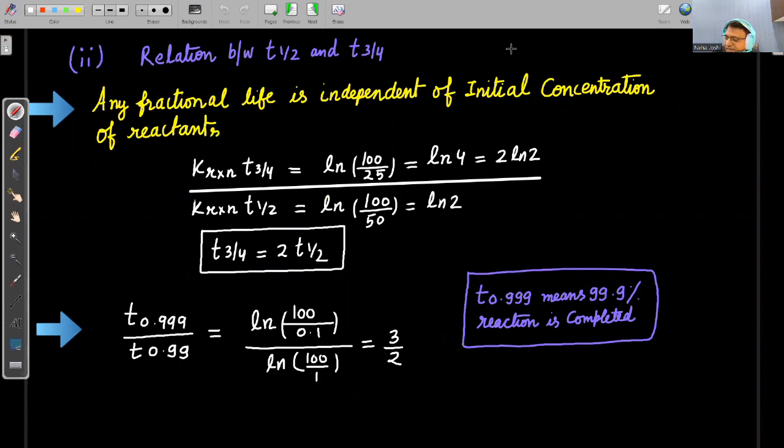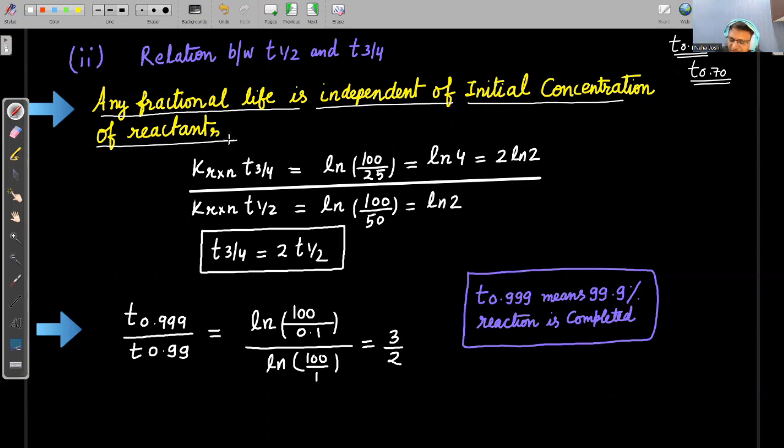अगर मैंने यहाँ कई बार ऐसा लिखेंगे T.6 मतलब 60% कंज्यूम हो गया है, T.7 70% कंज्यूम हो गया है, तो ये फ्रैक्शन के फॉर्म में जब लिखते हैं इसको 100 से मल्टीप्लाई कर दो, परसेंट कंप्लीशन ऑफ द रिएक्शन पता चल जाएगा. So any fractional life is independent of initial concentration of reactant. First order में कोई भी fractional life हो, it is independent of initial concentration of reactant.